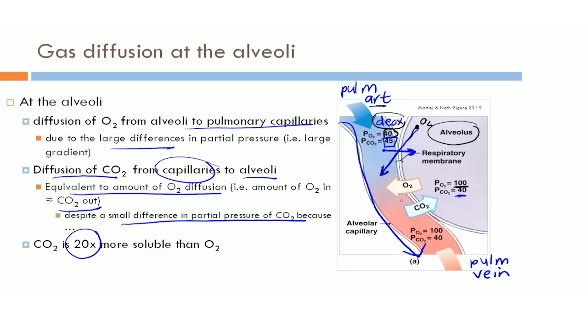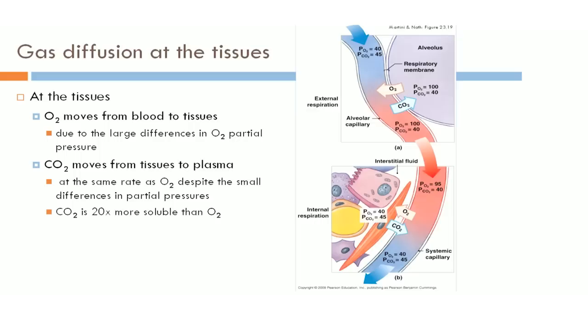By the time we leave the alveoli, our blood has exactly the same partial pressures of oxygen and carbon dioxide as the alveolus did. So you can see our partial pressure in the pulmonary vein is 100 millimeters of mercury for oxygen and 40 millimeters of mercury for carbon dioxide. It's now time to get that to the tissues.